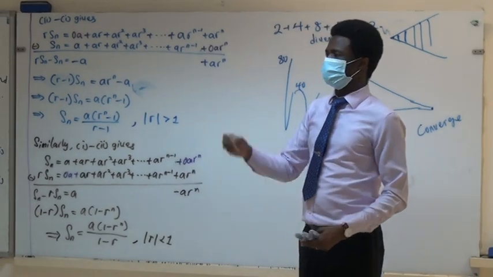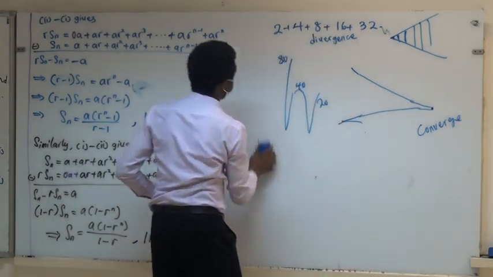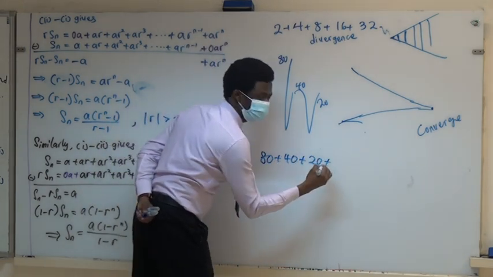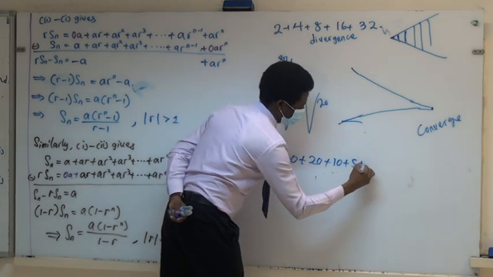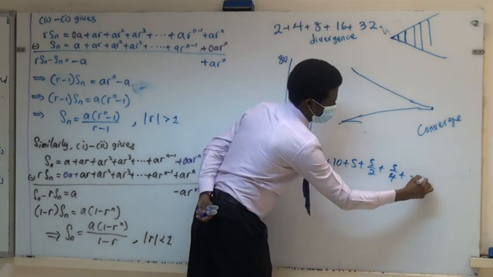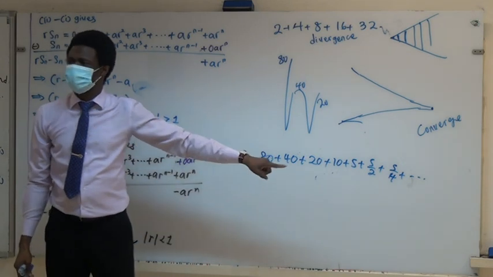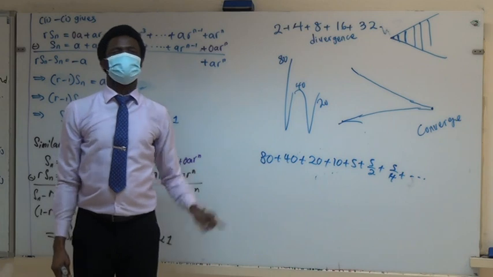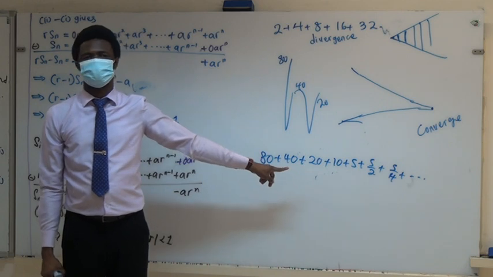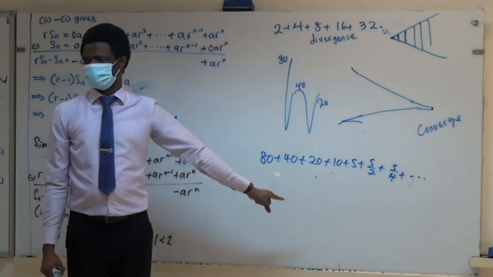Again, when you have a convergent series, take for example, I have 80 plus 40 plus 20 plus 10, 5, 5 over 2, that's 2.5, 5 over 4. And somebody is interested in, if I keep adding this till infinity, what am I going to get? It's possible to find out, because it's a convergent sequence or series.